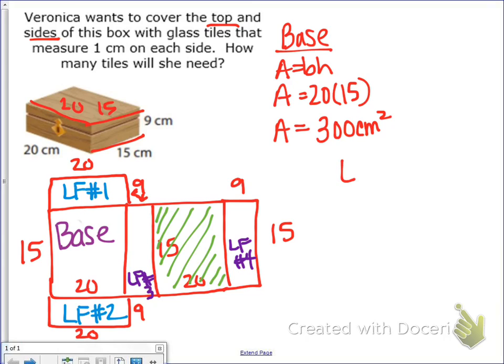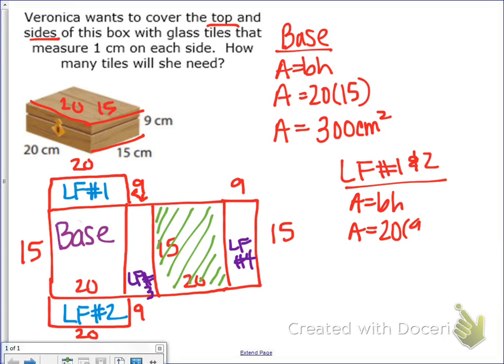For my lateral faces number 1 and 2, I can do one area and then multiply it by 2 since they are both the same shape. So again, I have area equals base times height. Our base is 20 and our height is 9. So one area is 180, times 2 would make that 360 centimeters squared for both lateral face 1 and 2.